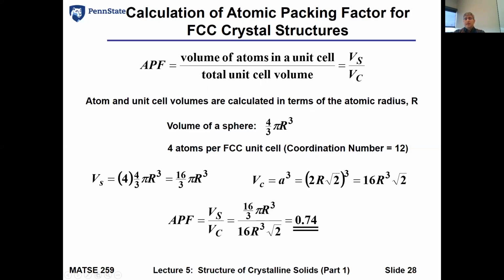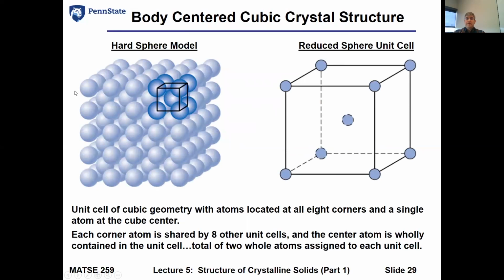And FCC, what we're going to consider a close packed crystal structure, has an atomic packing factor of 0.74. Very critical number to know, and I recommend that you keep it close at hand. Now let's move on to body-centered cubic.